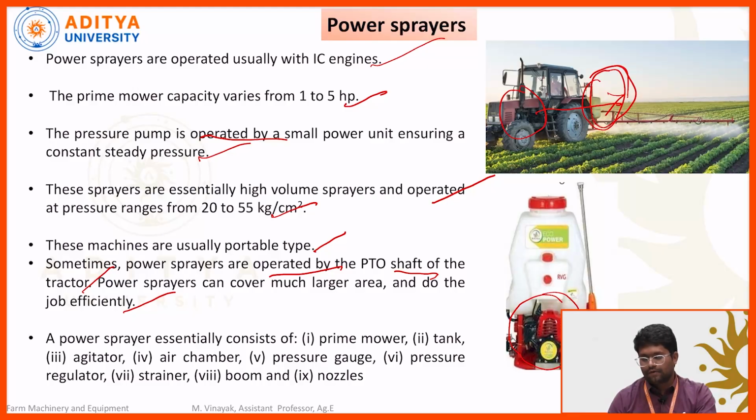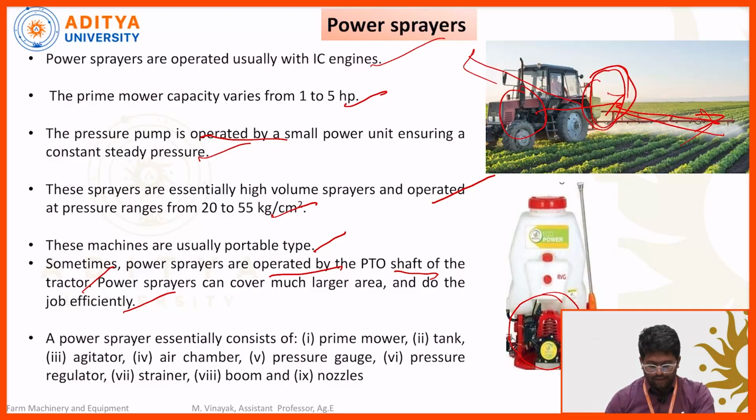The PTO shaft will be provided on the rear side of the tractor. By using that PTO shaft, we can run the pressure pump continuously, maintaining the optimum standard pressure, so that we can cover a large area of spraying. Within a span of 1 or 2 hours, we can cover 50% of the field area.